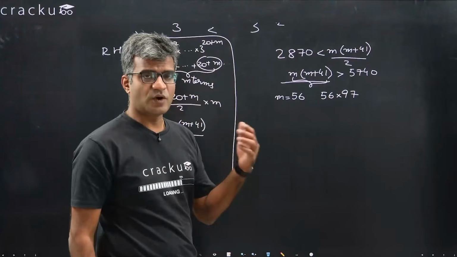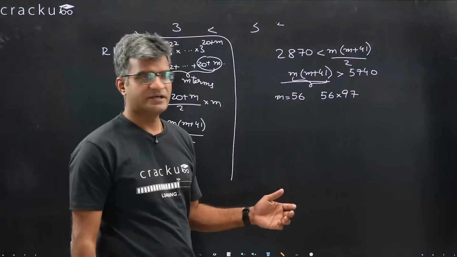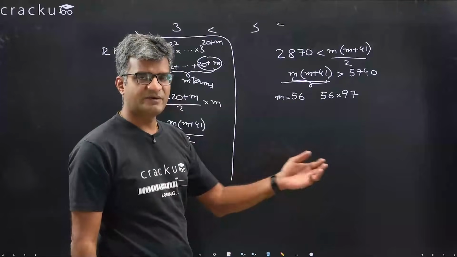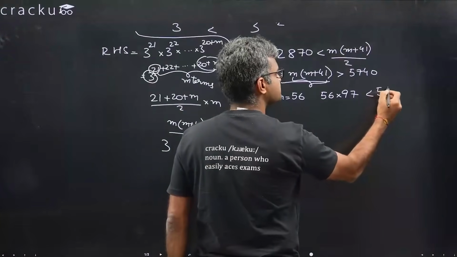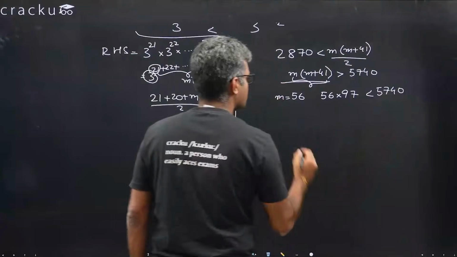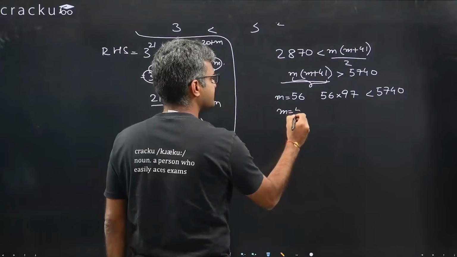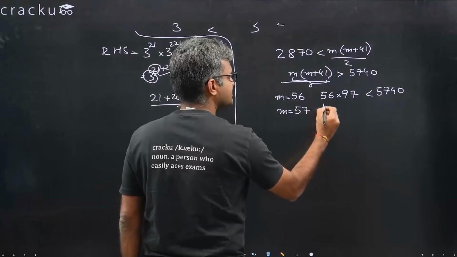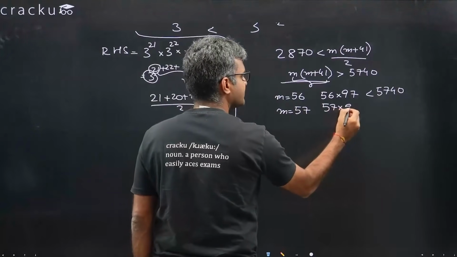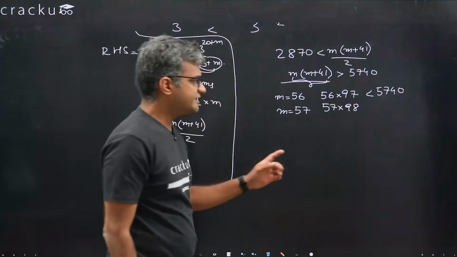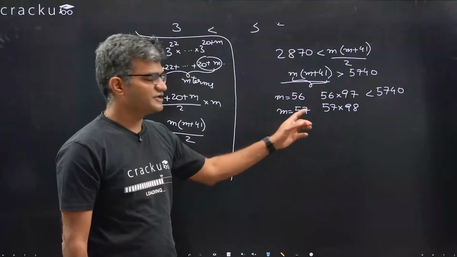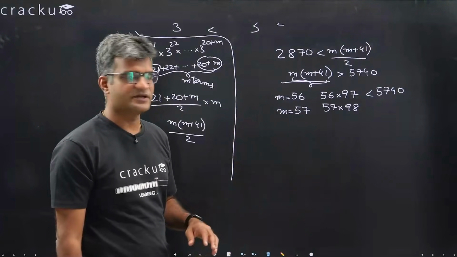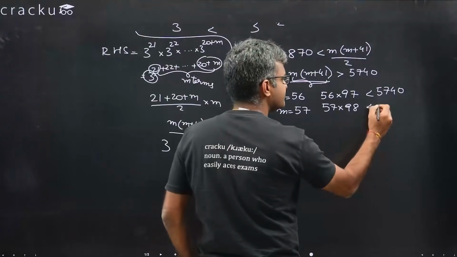Now 56 into 100 is 5600. 56 into 97 will be definitely less than 5600. So this is definitely less than 5740. When M is equal to 57, M into M plus 41 is 57 into 98. Again, 57 into 100 is 5700. So 57 into 98 will be less than 5700 and therefore this will be less than 5740.